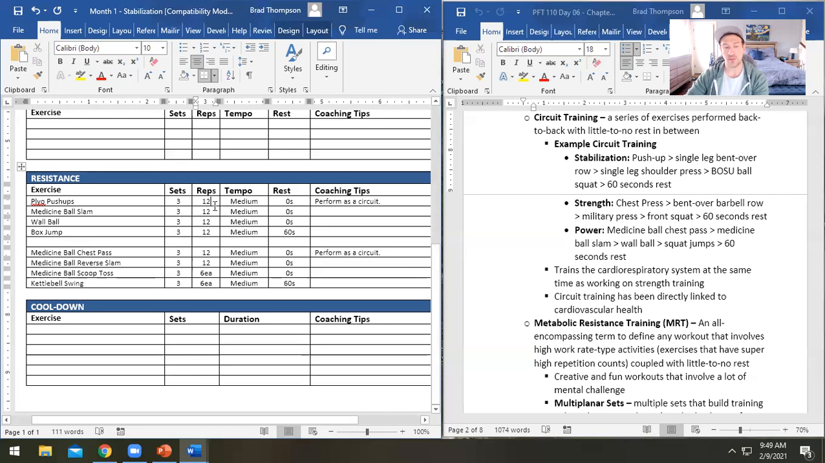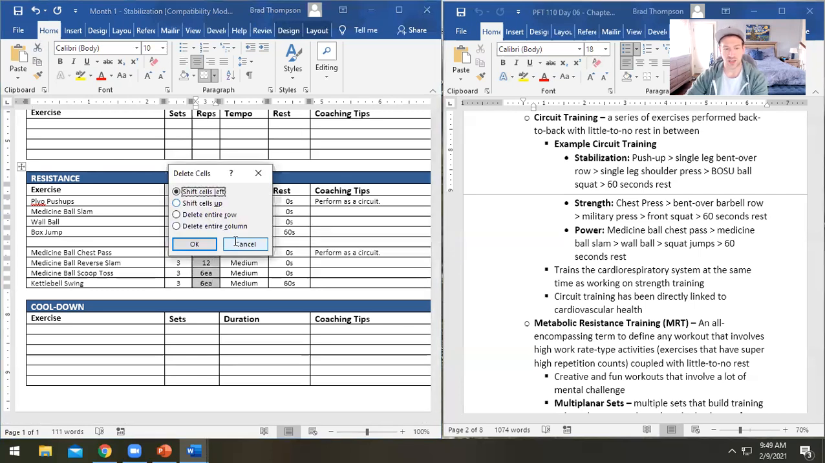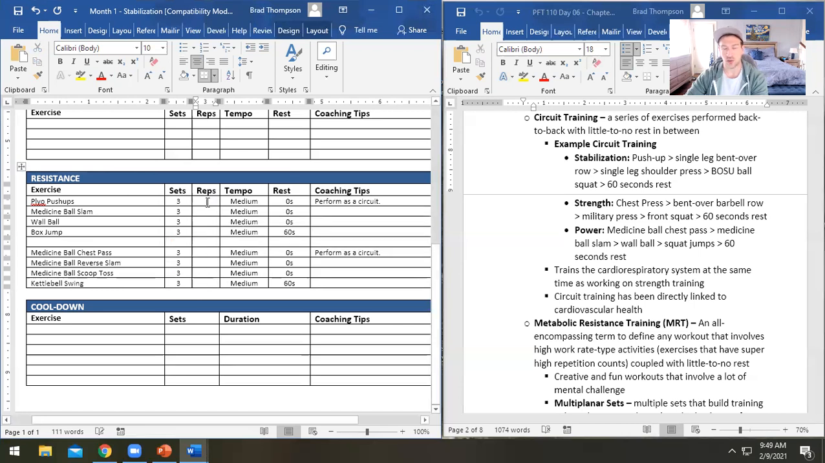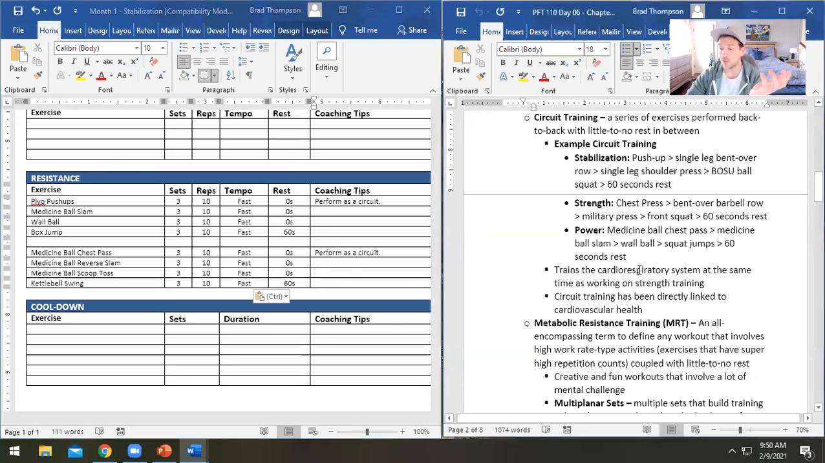This time we're going to drop the reps down ever so slightly just because 12 reps is actually a lot. That's actually a lot for explosive movements, so we're going to change it to 10 on everything. And it's not a medium tempo anymore. These are all power movements, so the tempo is now fast. But again, 0 seconds of rest, and then 60 seconds of rest at the end. And there we go, right?